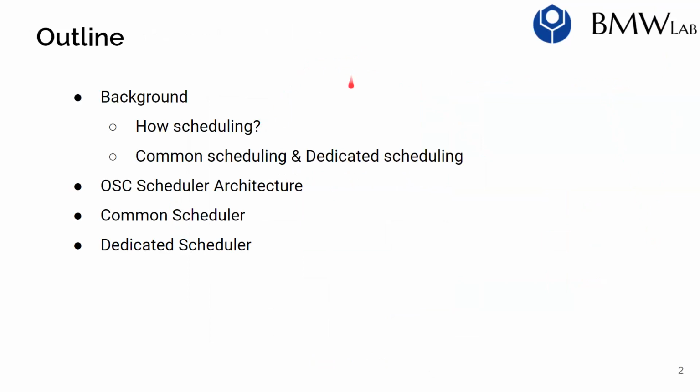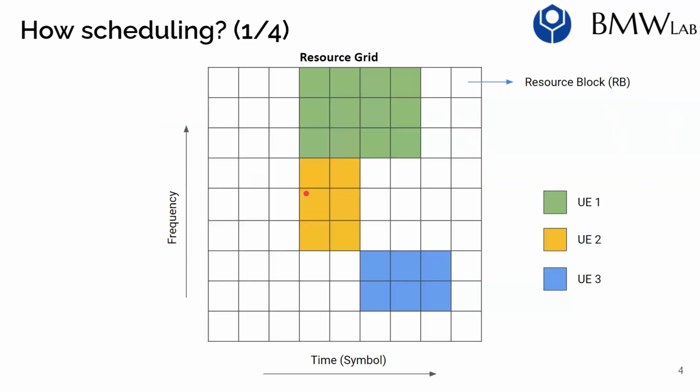Okay. The first part I will introduce how to do the scheduling. As you can see in this figure, this is a resource grid, which can indicate the resource in the air interface. The basic unit of this resource grid is called the resource block. Here are 3 different colors, and different colors mean different UEs can get the resource from this resource grid.